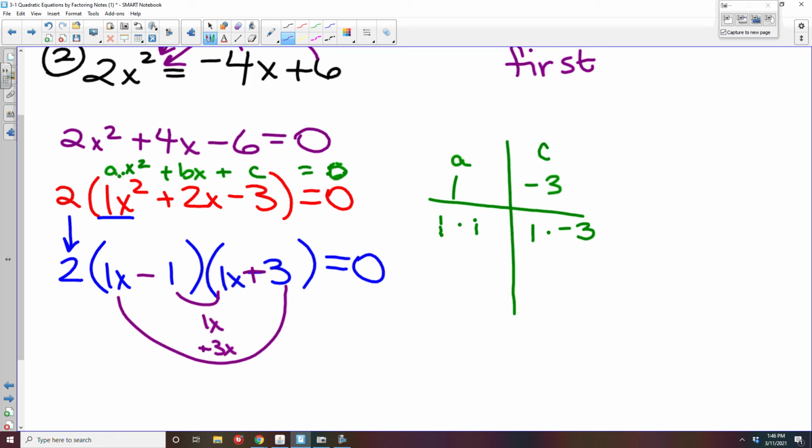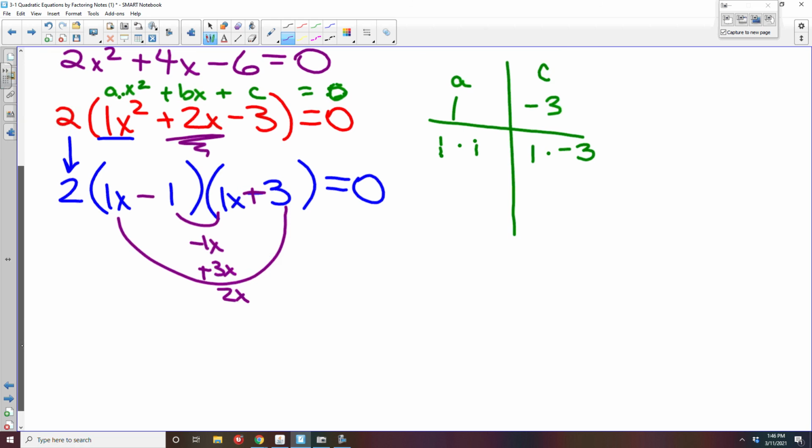So now 1x times 3 will be a positive 3x. Negative 1 times 1x will be a negative 1. Negative 1x plus a positive 3x is a positive 2x. That's what we wanted there, so we check. So up until this point, we're still just factoring. We first found our GCF, we factored our trinomial.